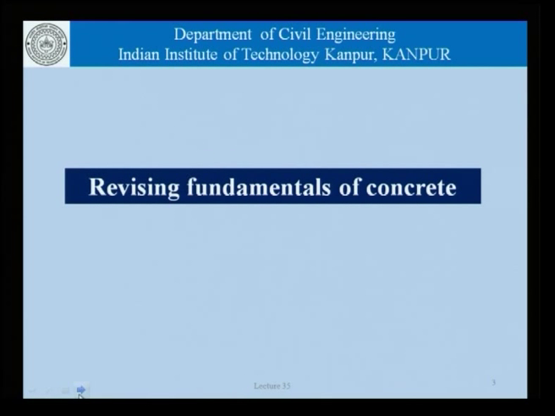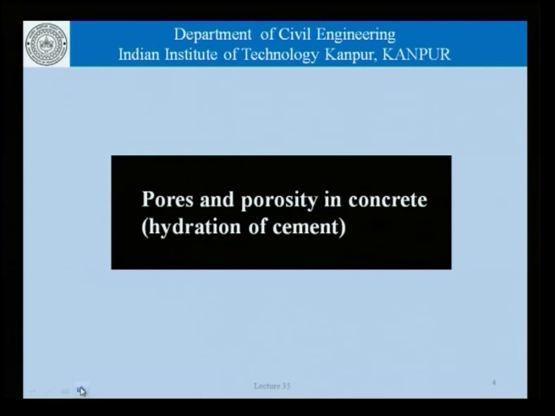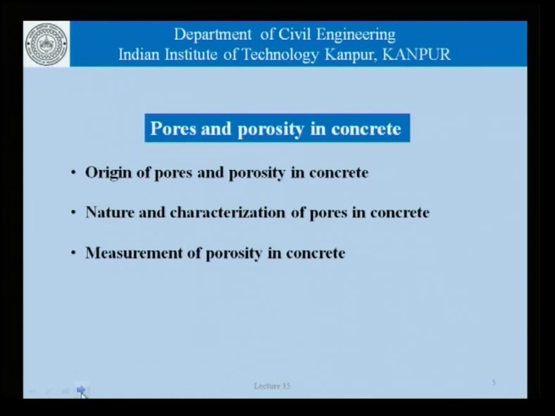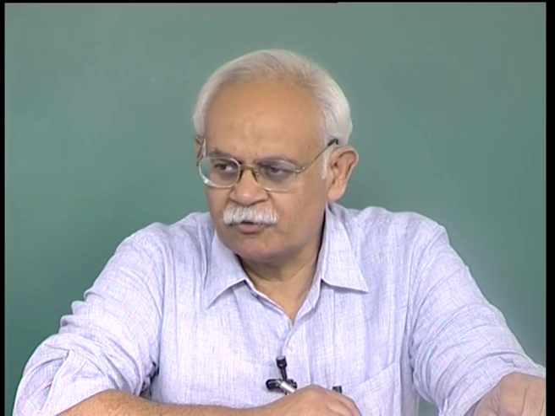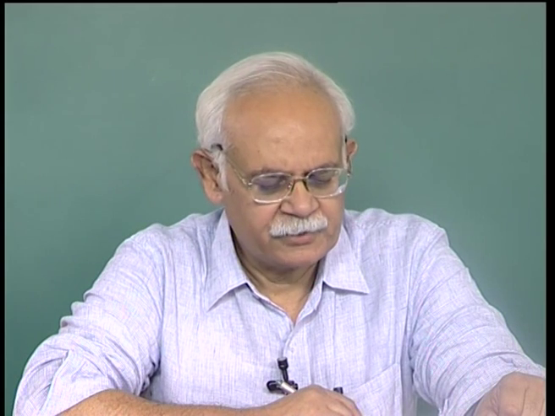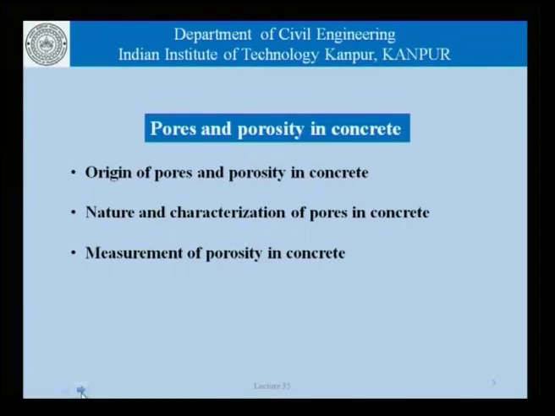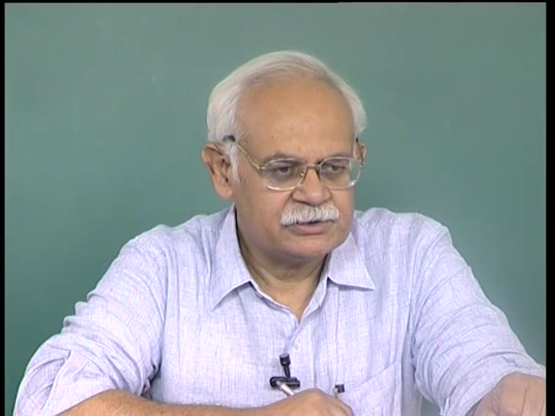Now, once we are talking about fundamentals of concrete, we have talked a little bit about pores and porosity in concrete arising out of hydration of cement. At that time, we talked about the origin of pores and porosity, and about the nature and characterization of pores in terms of the total pore volume, the differential pore volumes and so on. We have also talked about measurement of porosity in concrete using mercury intrusion porosimetry. Of course, mercury intrusion porosimetry is just one of the tools, but we have an idea that concrete is a porous material having pores of different sizes, and those pores can be measured.